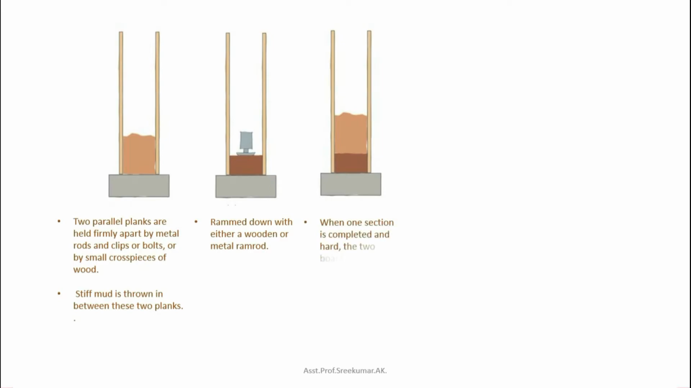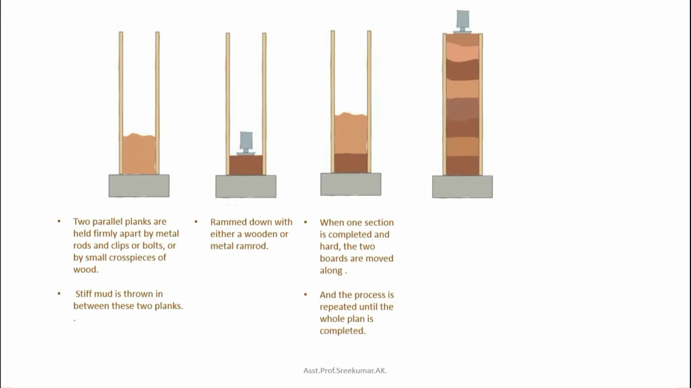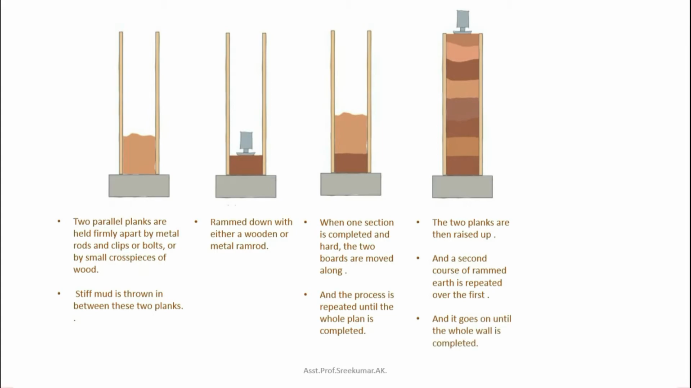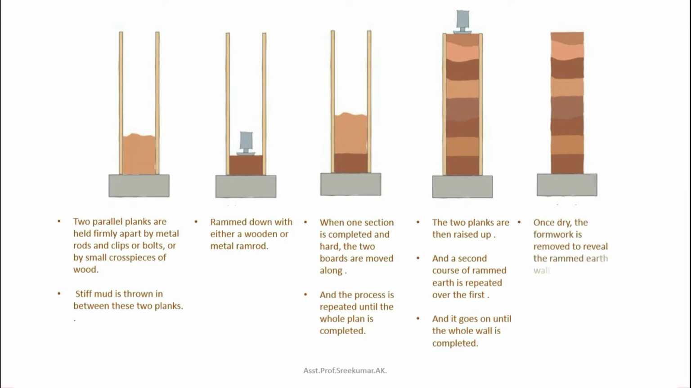When one cross section is completed and hard, the two bolts are removed and the process is repeated. So here, additional layers of moist earth are added and compressed. The two planks are then raised up and the second course of rammed earth is repeated over the first. Once dry, the formwork is removed to reveal the rammed earth wall. So that's about the sequence of the process.